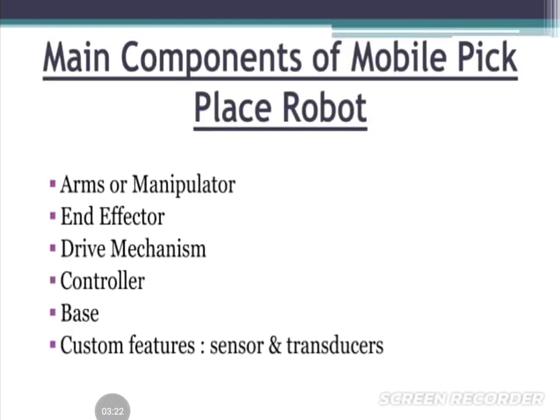The main components of mobile pick-and-place robots are the arm or multiple manipulators, end effector, driving mechanism, controller, base, and consumer features like sensors and transducers.